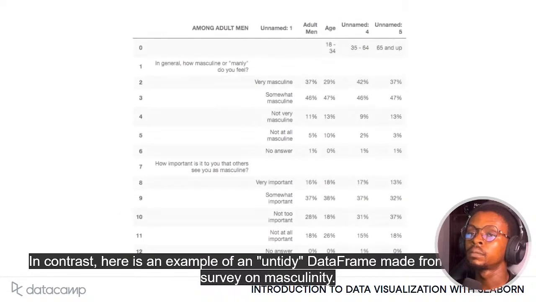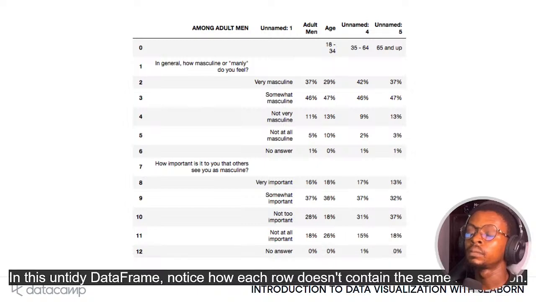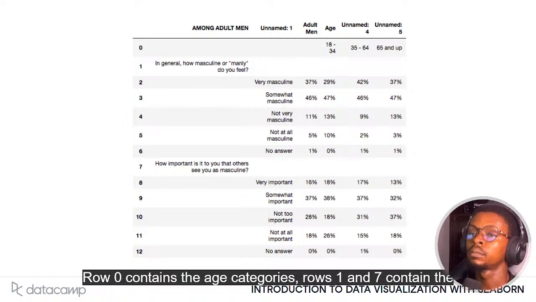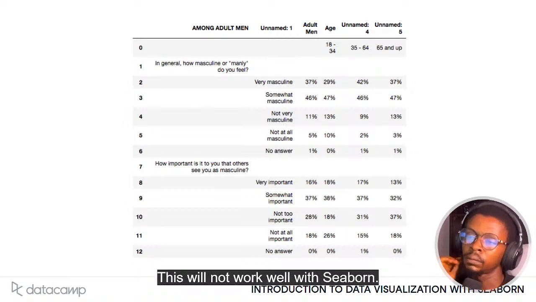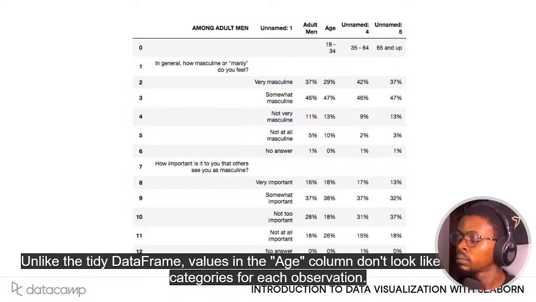In contrast, here's an example of an untidy data frame made from the same survey on masculinity. In this untidy data frame, notice how each row doesn't contain the same information. Row 0 contains the age categories, rows 1 and 7 contain the question text, and the other rows contain summary data of the responses. This will not work well with Seaborn. Unlike the tidy data frame, values in the age column don't look like a list of age categories for each observation.